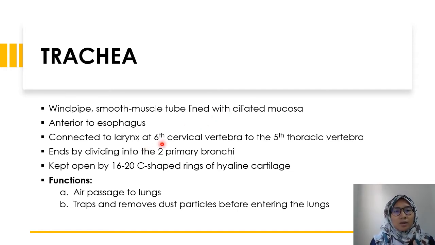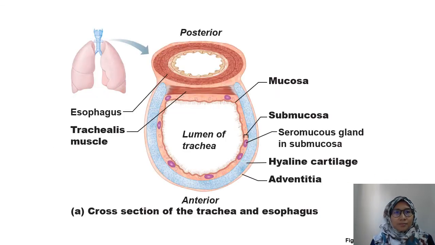Okay, connected to the larynx at the 6th cervical vertebra down to the 5th thoracic vertebra. So this is the area of the trachea. It ends by dividing into 2 primary bronchi, where it branches into two. So that is the ending of the trachea. This trachea is kept open by 16 to 20 C-shaped rings of hyaline cartilage. Functions of the trachea: air passage to the lungs, and it traps and removes dust particles before entering the lungs.